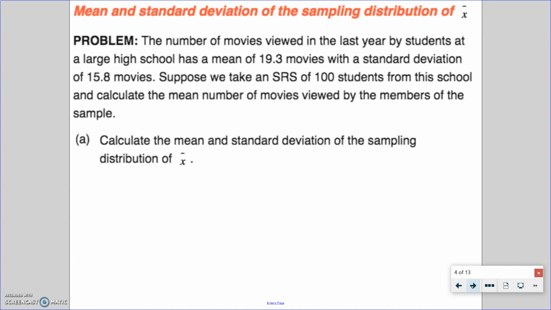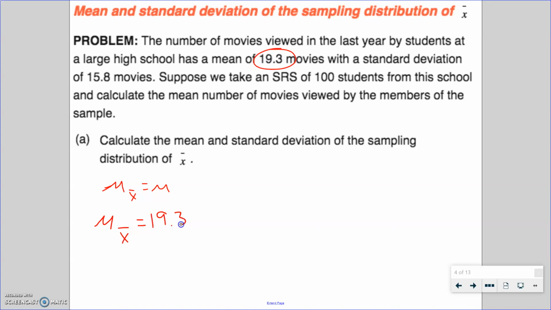At this point in time, pause the video, give this question a try, and then unpause it to get the answer. So when you are ready for the answer, our equation was the mean of x bar was just the mean. So in this case, the mean was 19.3.